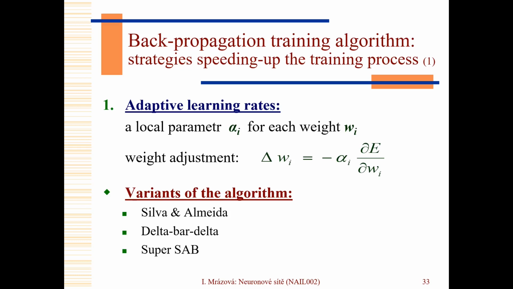The next algorithm, called delta bar delta, incorporates a kind of inertia into the adjustment of local parameters alpha i. And the last type of methods that we will show here are the so-called SuperSAB. SAB comes from self-adapting backpropagation, and it allows us to avoid wrong changes in the parameters alpha i.